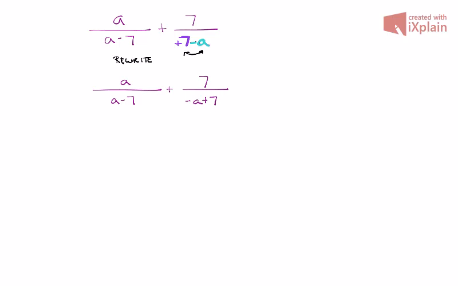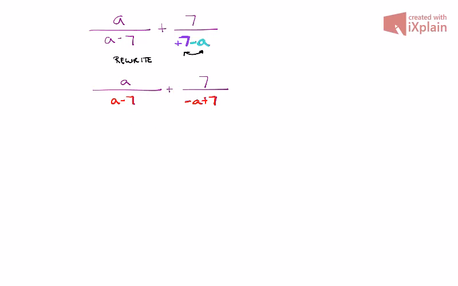So now notice that these two denominators that I'm going to highlight in red, so the a minus 7 and the negative a plus 7, are almost identical. The only thing is that notice that the a has the opposite sign over on the second term, and so does the 7. And that's not a coincidence, and it's actually easily fixed.